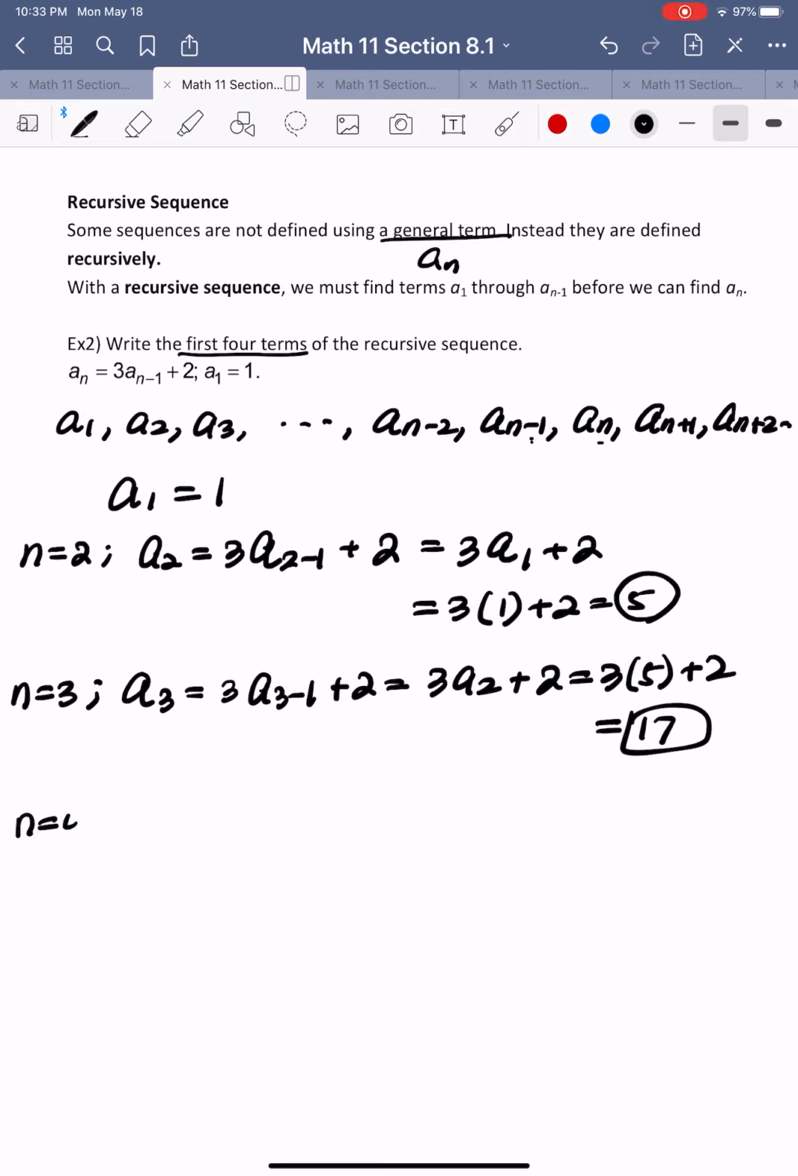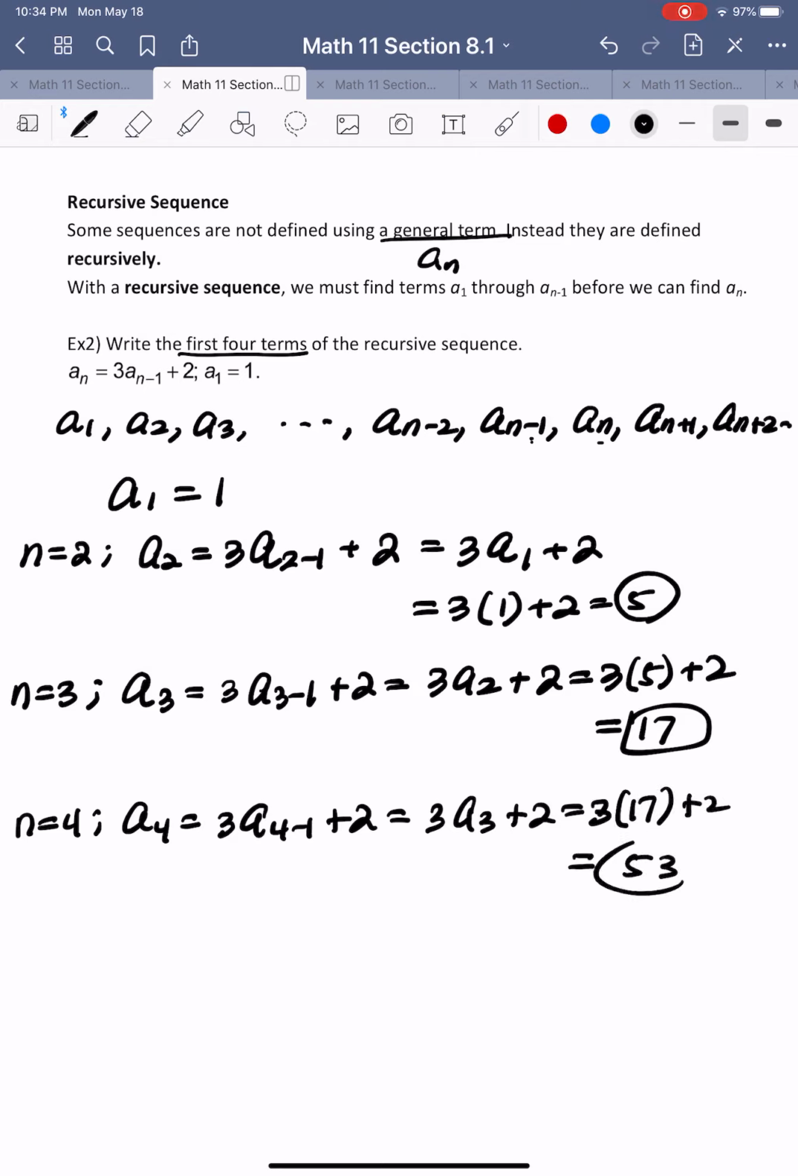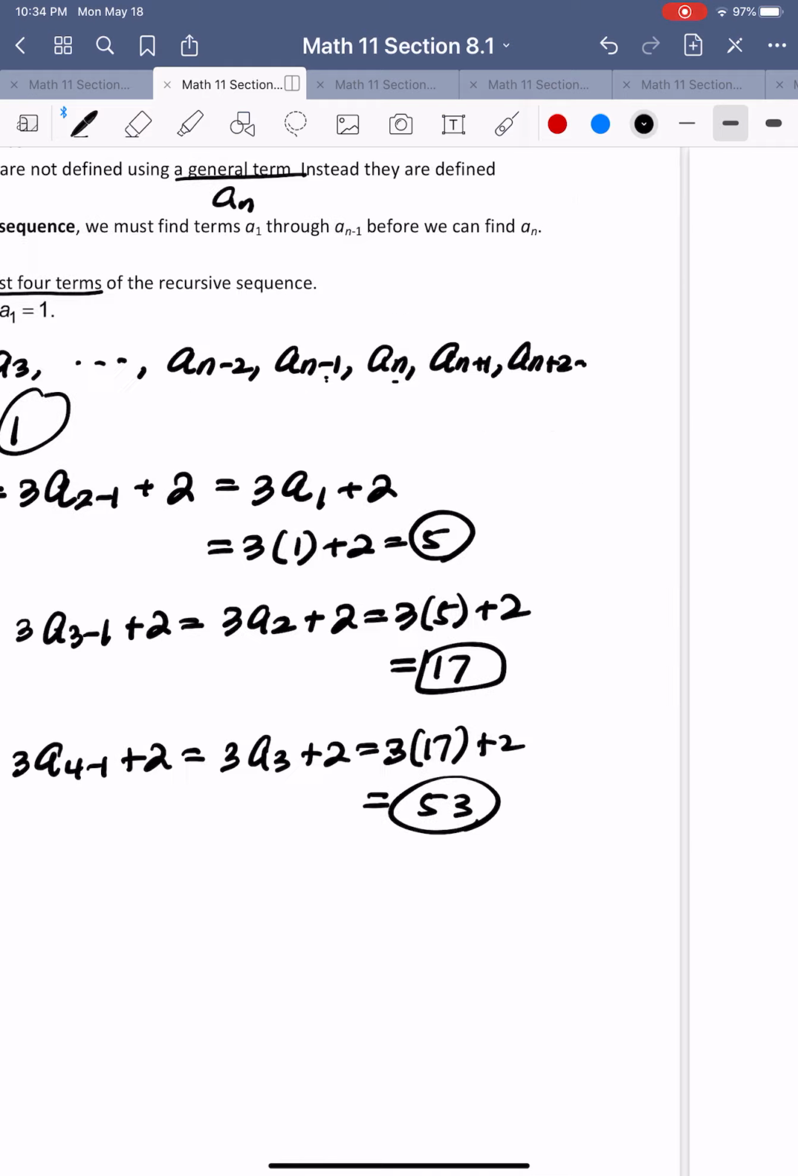So one more. So answer 4, which is 3 times a sub 4 minus 1 plus 2, which is 3 times a sub 3 plus 2, and 3 times a sub 3 is 3 times 17 plus 2, so equal to 53. Okay, so the first four terms are 1, 5, 17 and 53. So in order to find the next term, you have to use the previous terms.